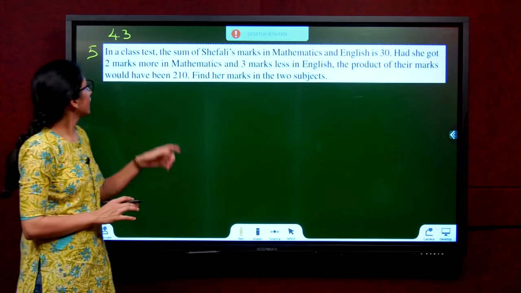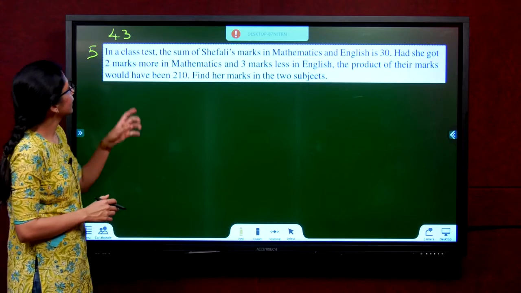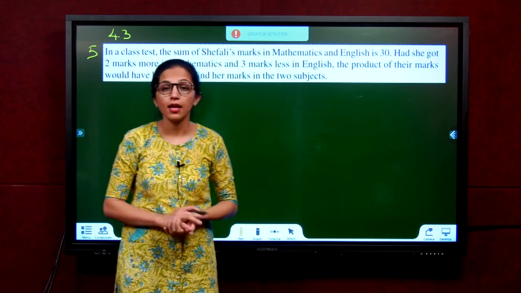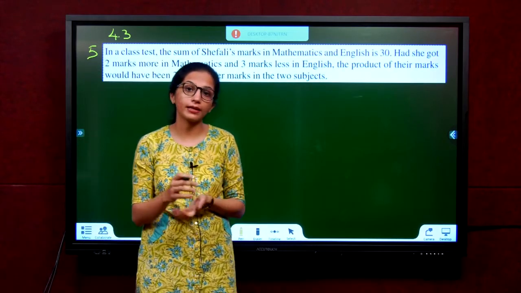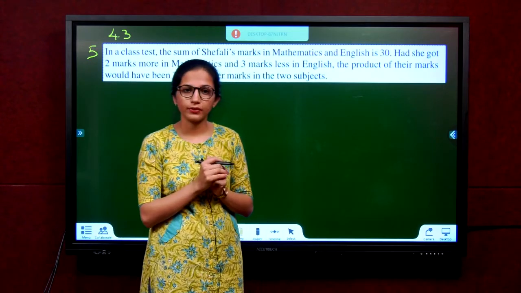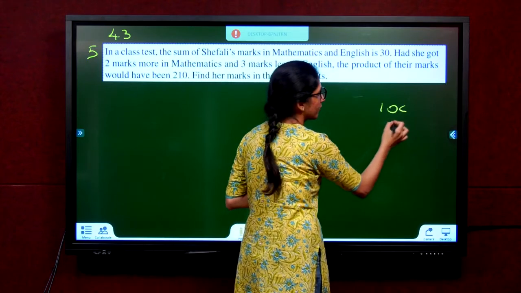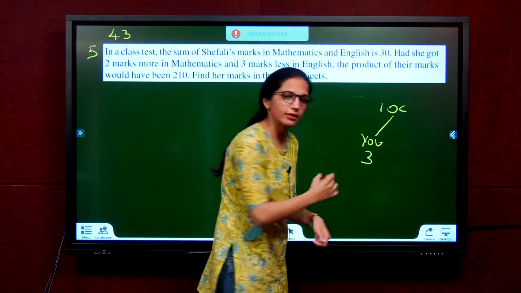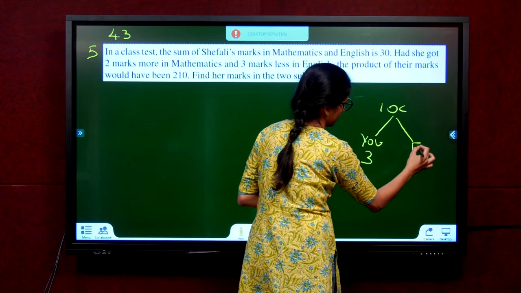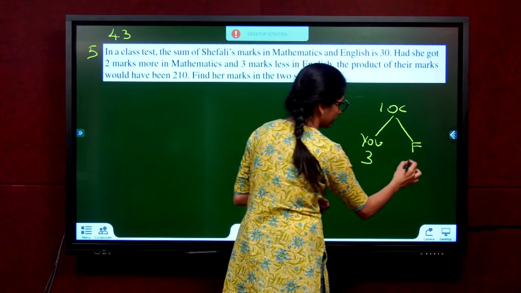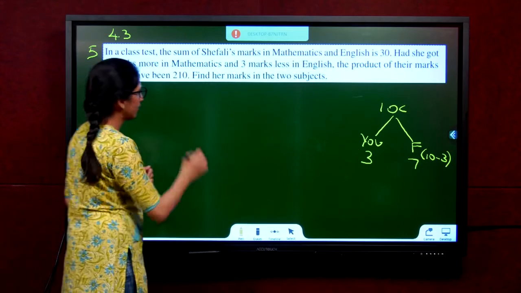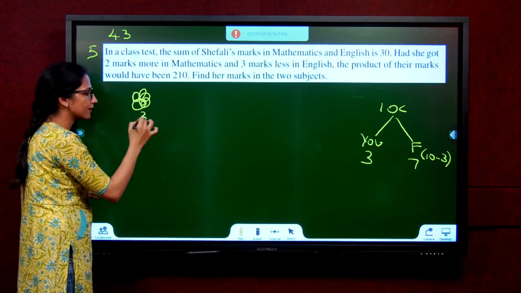Okay. Exercise 4.3, question 5. In a class test, the sum of Shefali's marks in mathematics and English is 30. Do you remember when we spoke about sum, what example we took? You and your friend together have 10 chocolates. You have 3 chocolates. How many chocolates does your friend have? 7. How did you get that? 10 minus 3. Similarly, together Shefali's marks is 30.